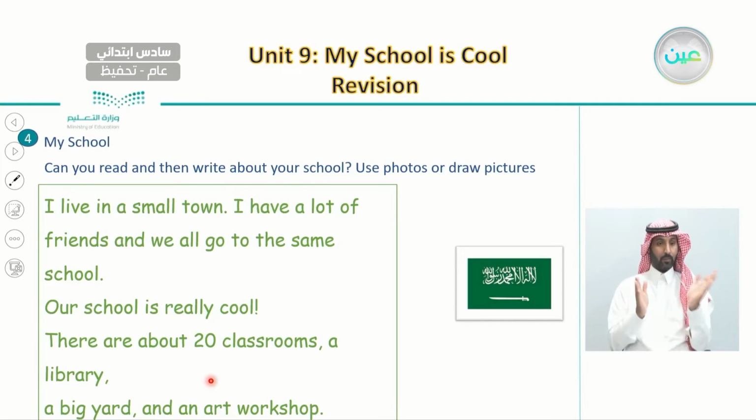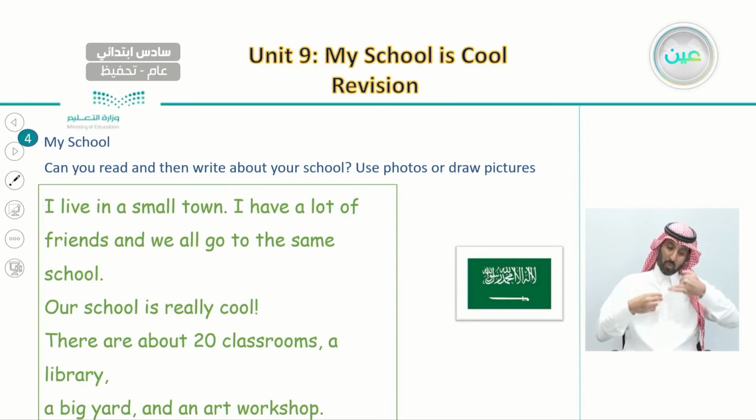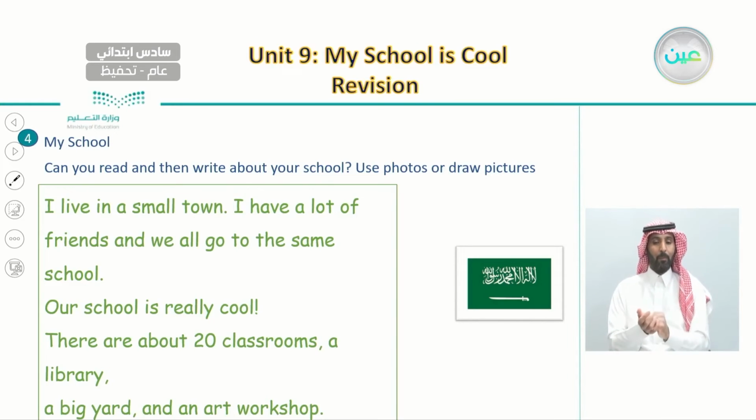So here in the first part of the My School reading, it talks about where my school is. It is in a small town, and I have a lot of friends, and we all go to the same school from this town. Not only this, but he also talked about how many classrooms he has in his school. He said there are about 20 classrooms and also a library, a big yard, and an art workshop. All of these facilities he has in his school.